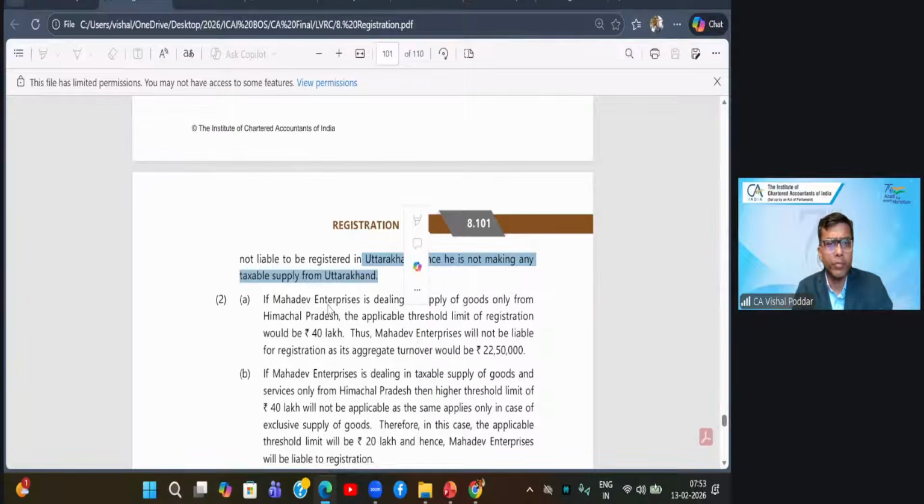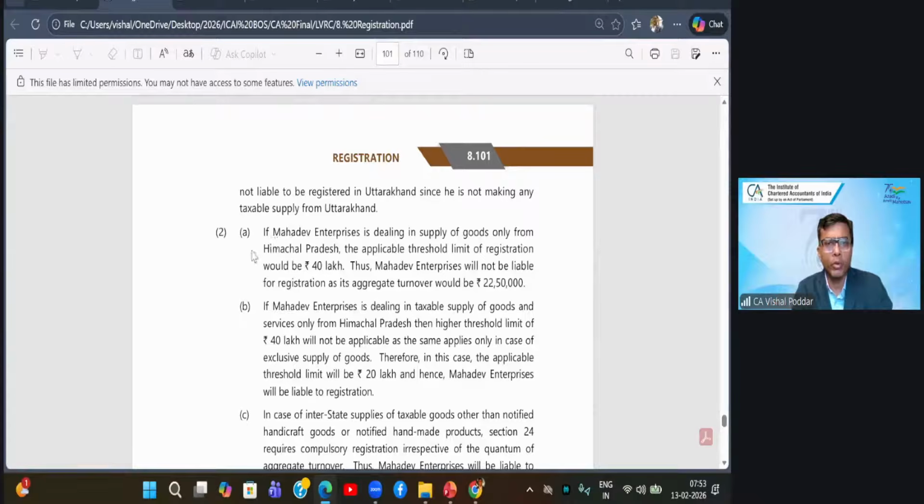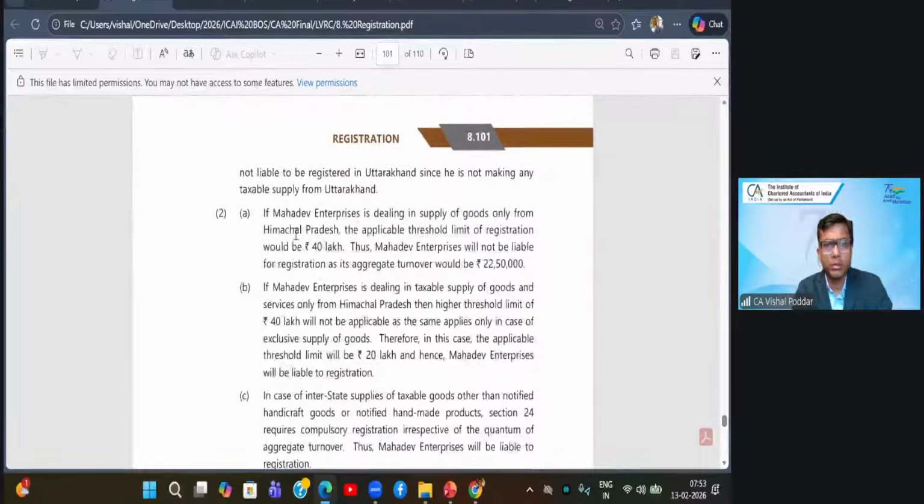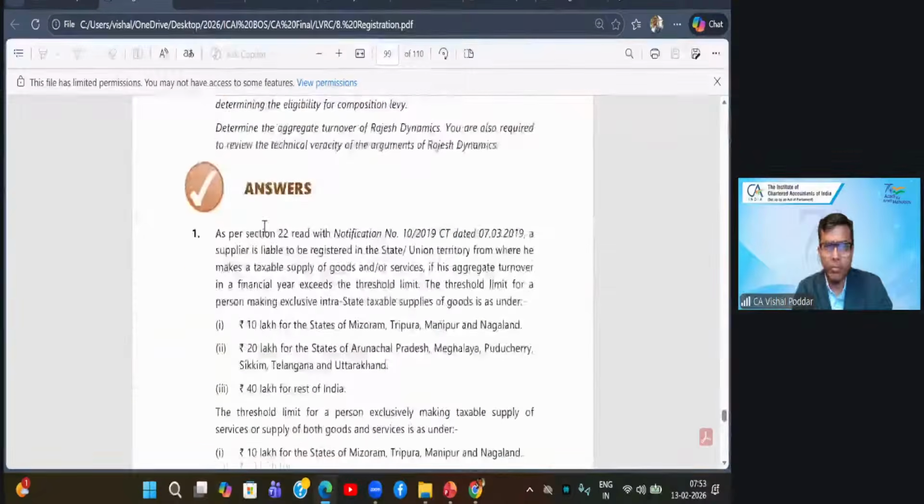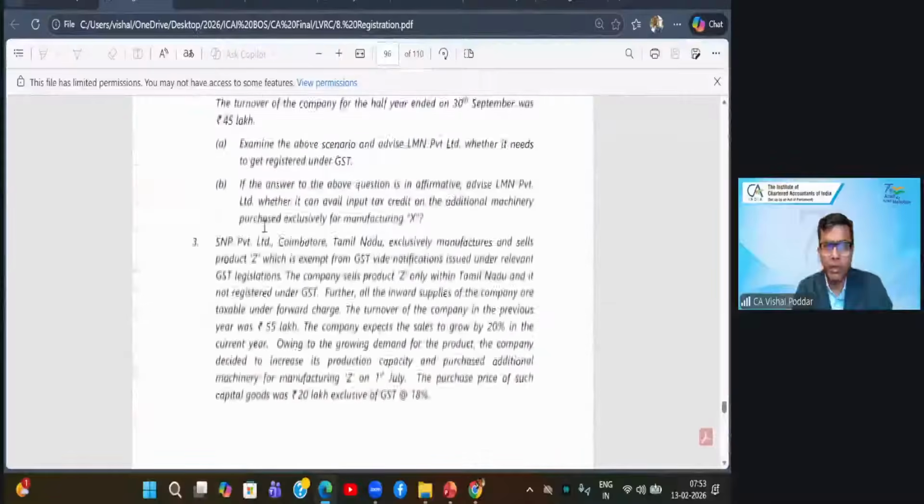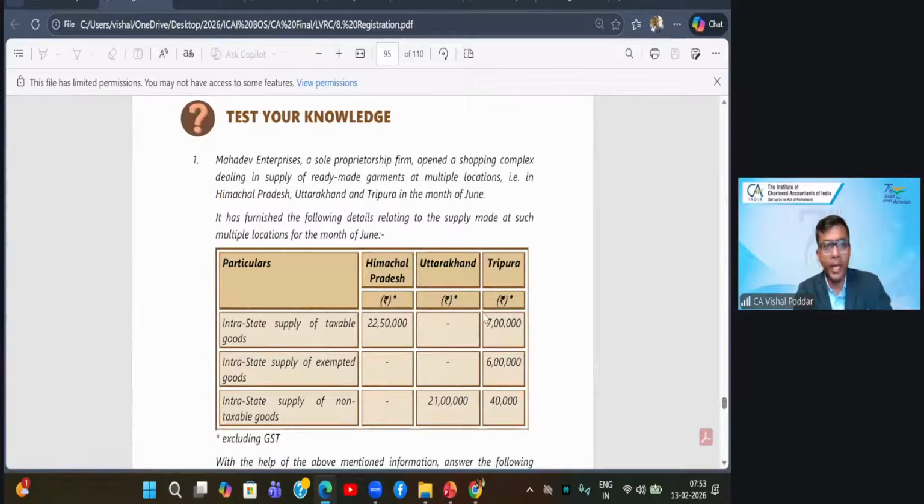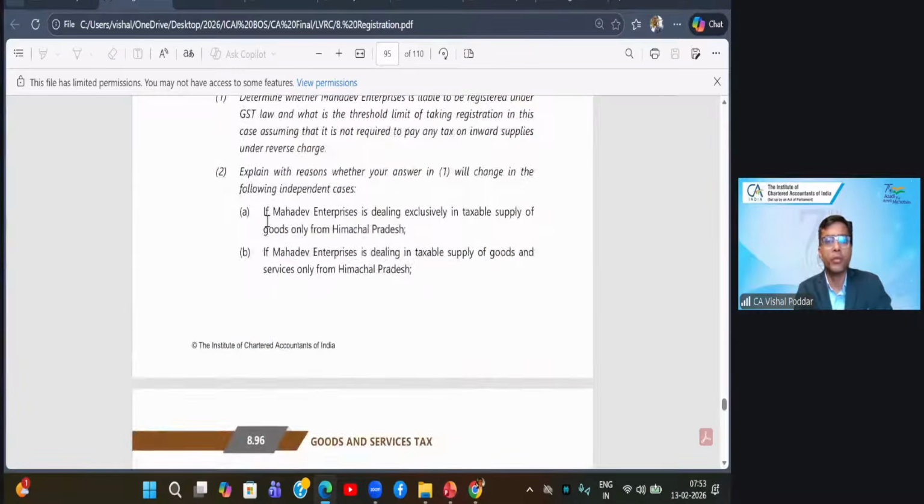Yes, sir. Second A's answer. Now, if Mahadev is dealing in supply of goods only from Himachal Pradesh, but this is not the question, na? Sir, I think they are not considering Uttarakhand and Tripura states altogether. They kept them aside and still they are considering only Himachal Pradesh. What was the revised question, what was A? Mahadev is dealing exclusively in taxable supply of goods from Himachal. Acha, okay. So it means they are keeping those 2 states aside. I interpreted it as if they want to say that from these 2 states they have supply, but that is exempt. Okay, I'm sorry then. So here they have excluded, means in A they are not having the other 2 states. Yes, sir, that is the meaning of the question. Yeah, then the answer will change.